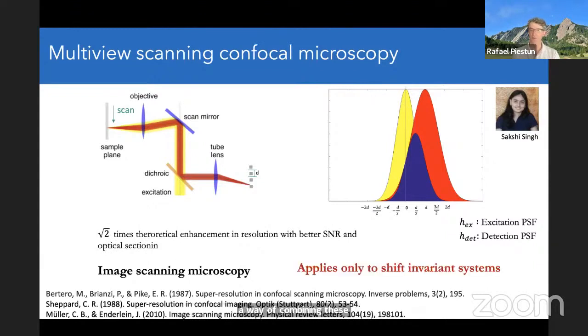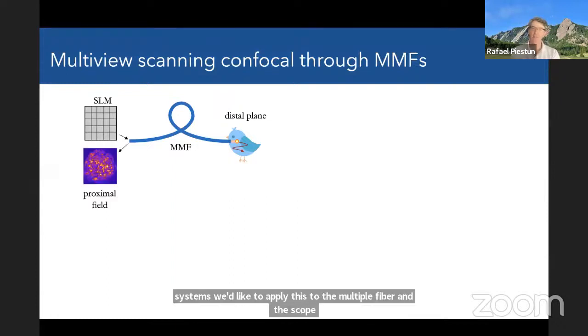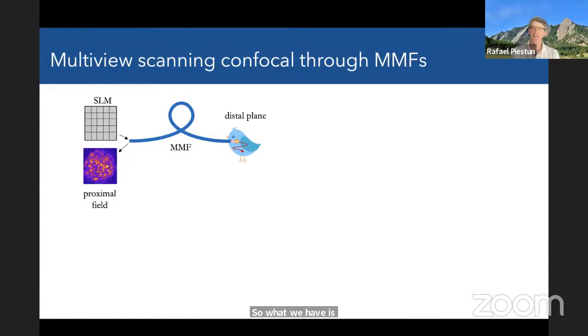So ISM is successful. There are commercial products out there, but it only applies when you have an objective, a regular lens, and more fundamentally to what we call shift invariant systems. We'd like to apply this to the multimode fiber endoscope. So what we have is, in a confocal microscope, you put a lens, then you focus and you can put a pinhole. But here we get the backward light coming through the fiber. If it's coherent, for now, we get a speckle pattern.